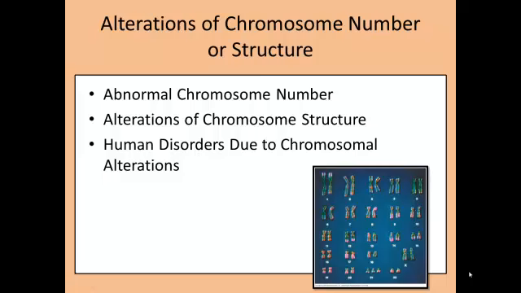Concept 5.4, Alterations of chromosome number or structure. In this concept, we will be going over abnormal chromosome numbers and how they arise, alteration of chromosome structure, and human disorders due to chromosomal alterations.